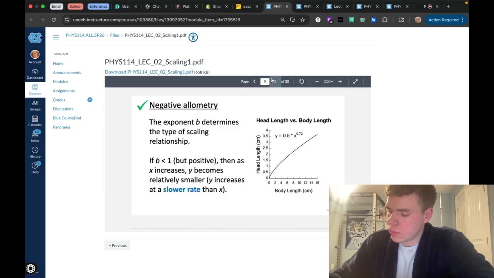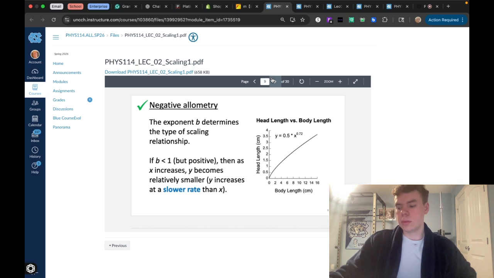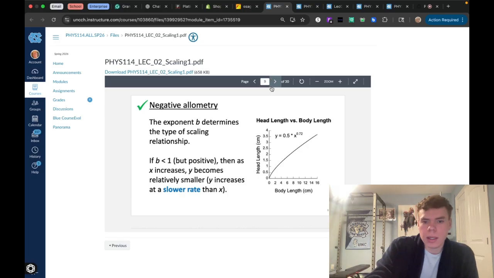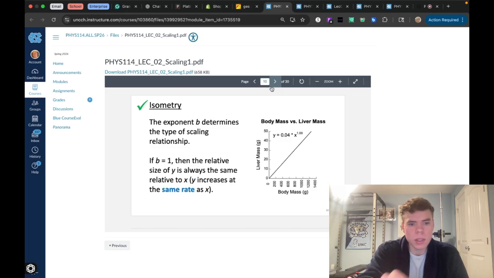is b less than 1, but it's still positive. So you could say on the other end of it that it is greater than or equal to 0. So 0 is less than or equal to b, but less than 1. Cool. And that's negative allometry. And then isometry is b equals 1. And this will just be a direct linear line.